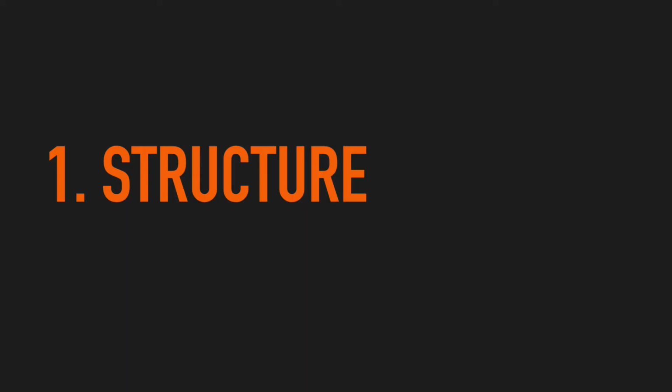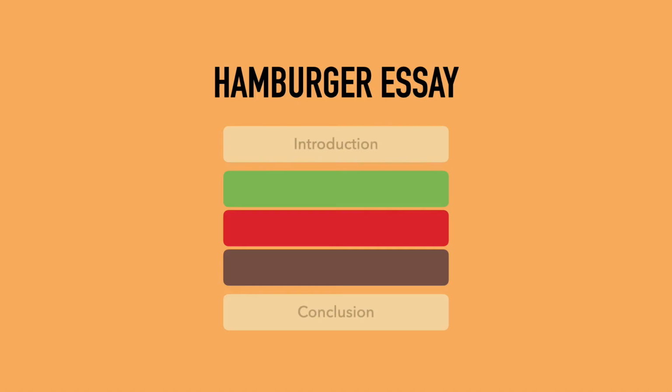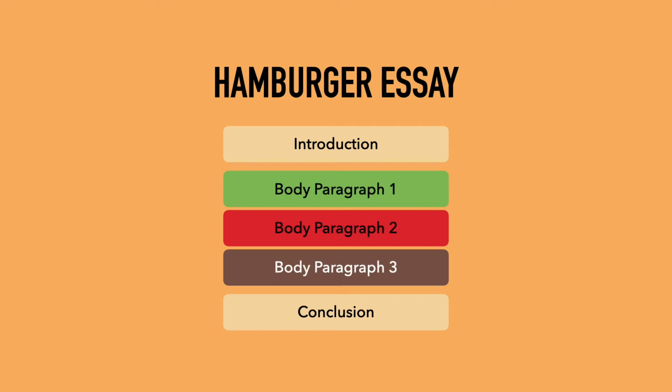Let's begin with structure. There are many different ways to structure an essay. That might surprise you because maybe you've had teachers who tell you there is one way to write an essay. Every essay must follow this format or this form. That's not exactly true. You've probably heard of the hamburger essay. This is a pretty basic structure for an essay. You've got your introduction and your conclusion, which are kind of like the buns of the hamburger, and then your body paragraphs are kind of like the toppings.